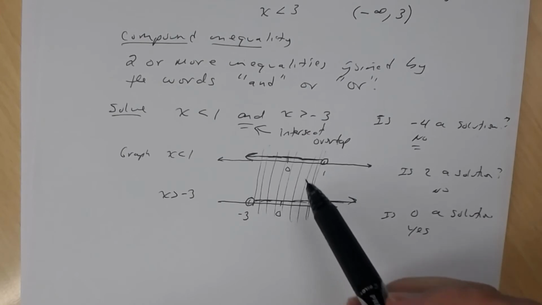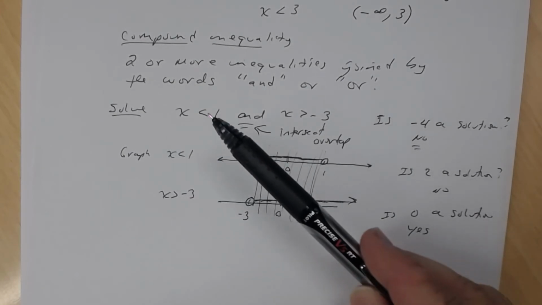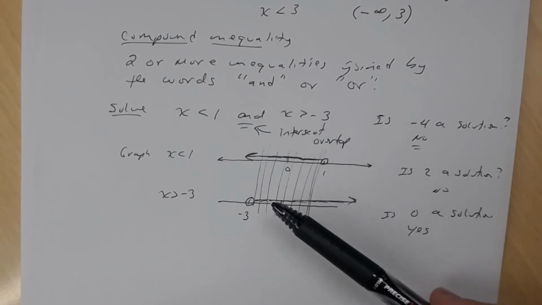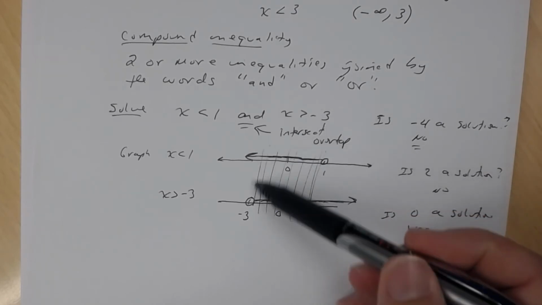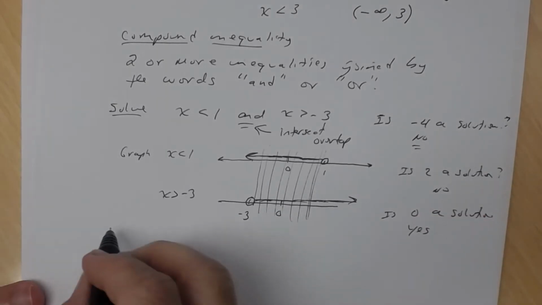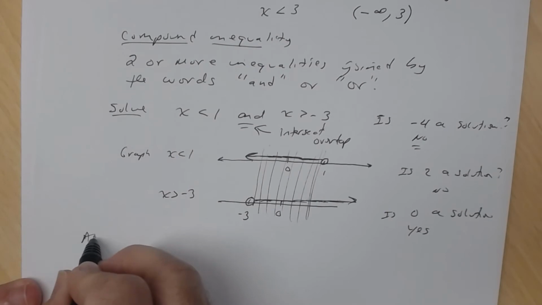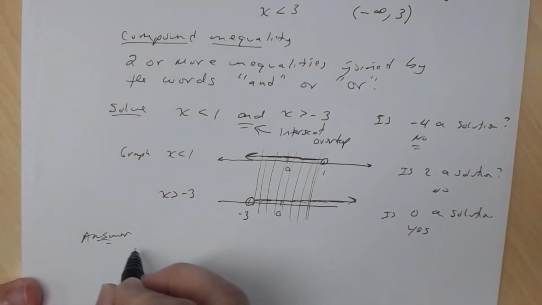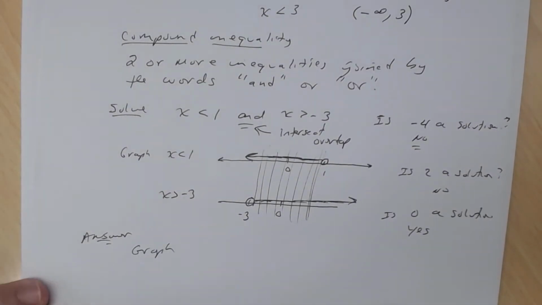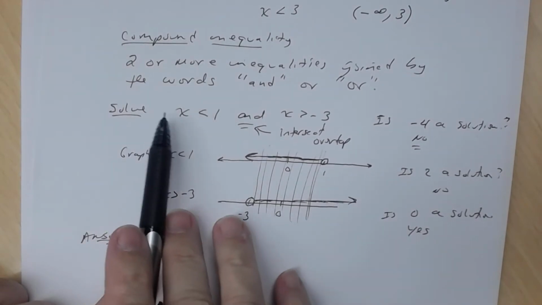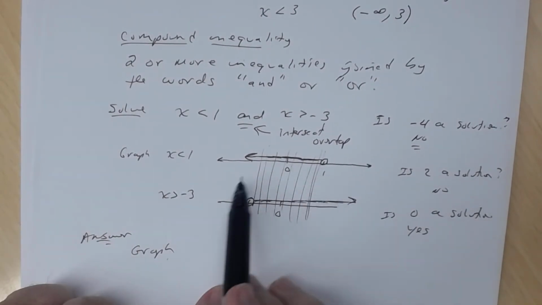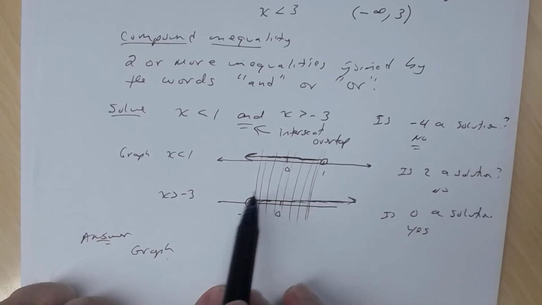So again, as we go through this, you're going to graph each of these individually, and then you're going to look to see where they overlap. And so the way you're going to write your answer is for the graph. Remember, you're solving this, so you're graphing the solution set. This is not your answer. This is the work you do to get to the answer. Keep that in mind.